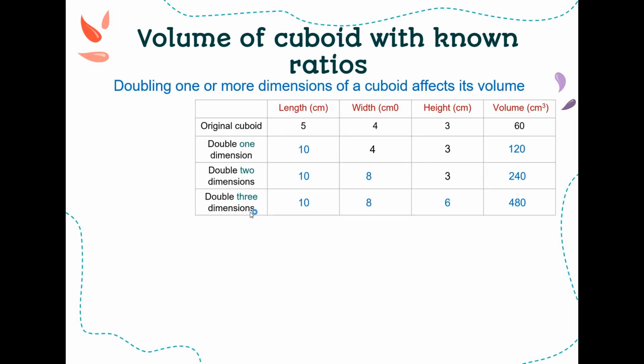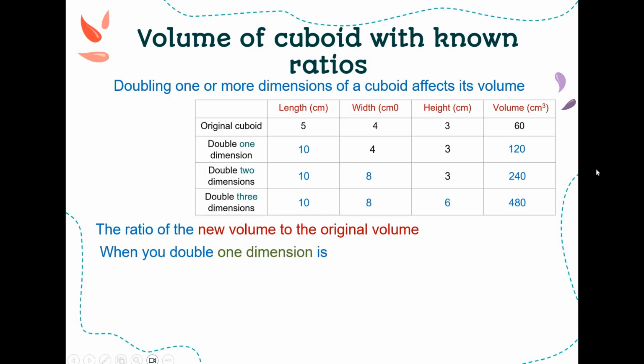So now let's check what is the effect of doubling one or more dimensions on the ratio of the new volume to the original volume. Do you remember the ratio? Yes, if I want to find the ratio between the new volume and the original volume, the new volume is 120 if I double one dimension, 240 for two dimensions, 480 for three dimensions. And the original volume is 60.